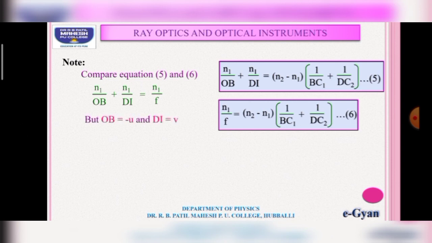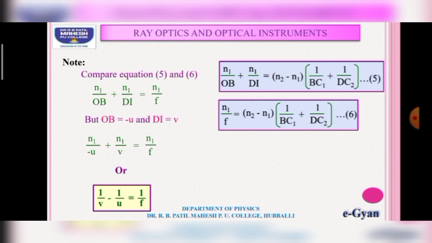Now put OB equal to minus u and OD equal to v, we get N1 by minus u plus N1 by v is equal to N1 by f. N1 is present on both sides, therefore N1 will get cancelled, and finally we get 1 by f is equal to 1 by v minus 1 by u. And this equation is called Lens formula. What is Lens formula? 1 by f is equal to 1 by v minus 1 by u. You have to remember this.